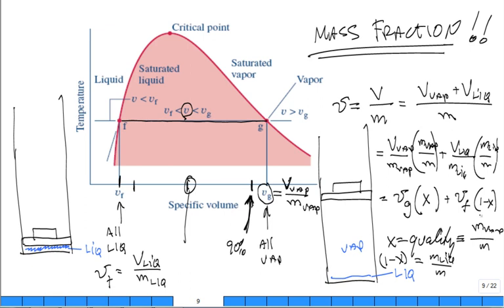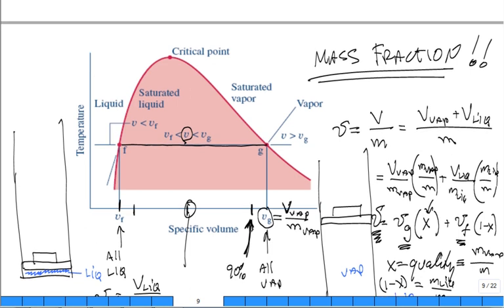So when I'm interested in computing the specific volume of property in the two-phase mixture region, I need to know the V sub G, the V sub F from experimental data, and the quality. And then it's basically a weighted average going between V sub F and V sub G. Okay, let me scroll down a little bit.